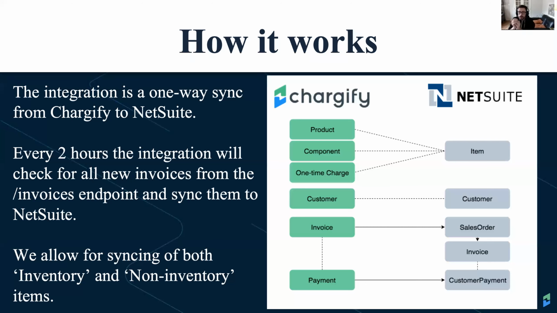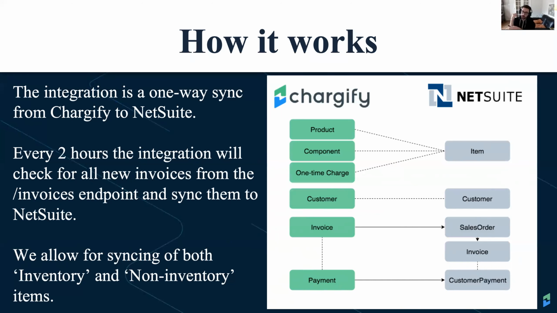kind of differ. But from what things in Chargify versus what's in NetSuite, products, components, one-time charges, and taxes are all categorized as items in NetSuite. Customer is a customer. That's pretty simple. An invoice will always generate both a sales order and an invoice. So you can think of a sales order as the order itself, right? So I go to a website, I put in an order for an item, that's the order. And then to collect money on that, you would have the invoice.